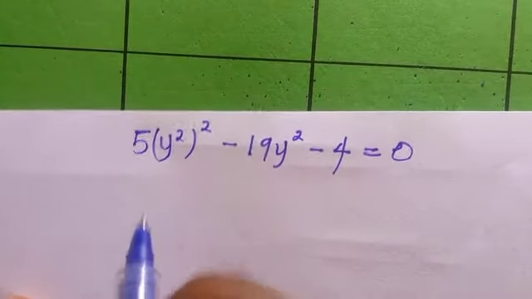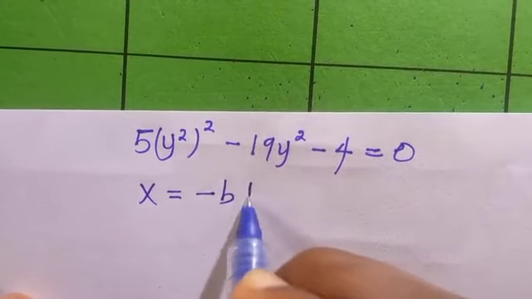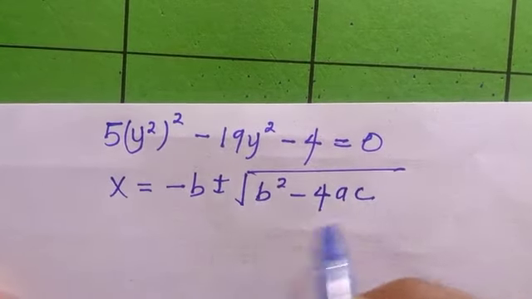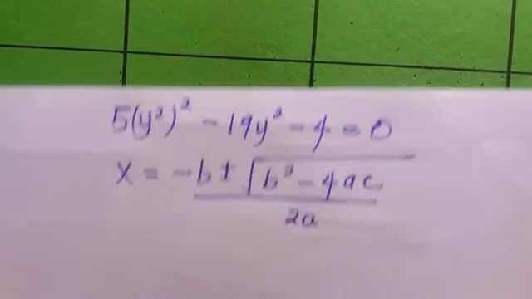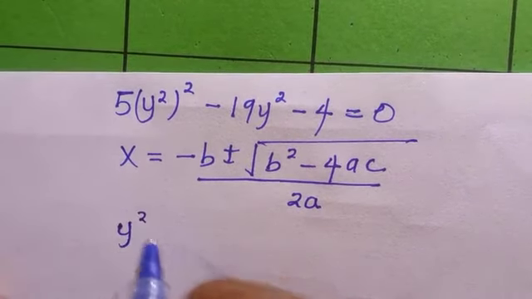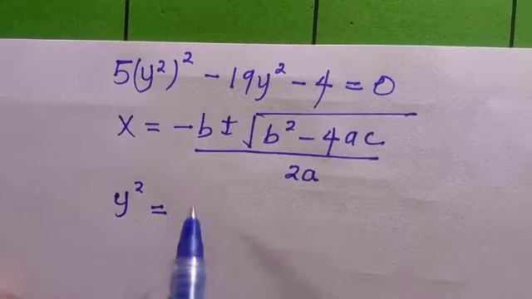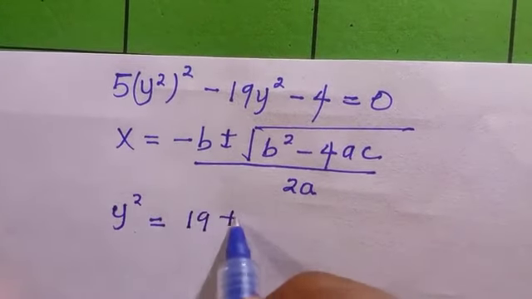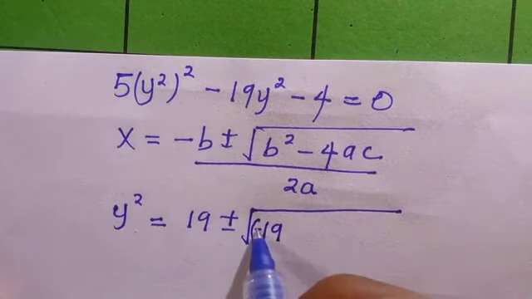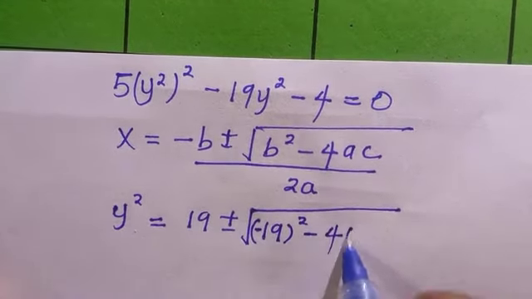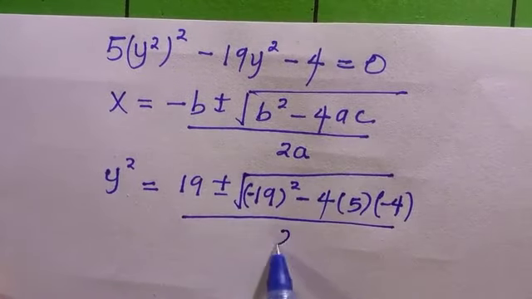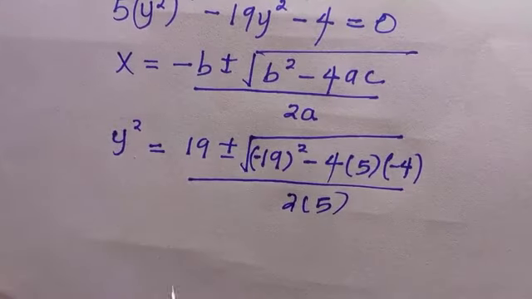All right, so we have this result, and we are going to compare it with the general quadratic formula, or let's say we plug all these values into it: minus b plus or minus square root of b squared minus 4ac, divided by 2a. Instead of x we have y squared equals, and we know b is minus 19. Then we multiply with the negative here, it becomes positive 19, plus or minus square root of b squared, which is minus 19 squared, minus 4 bracket, where a is 5 and c is minus 4. And we divide everything by 2 bracket 5, which is the value of a.